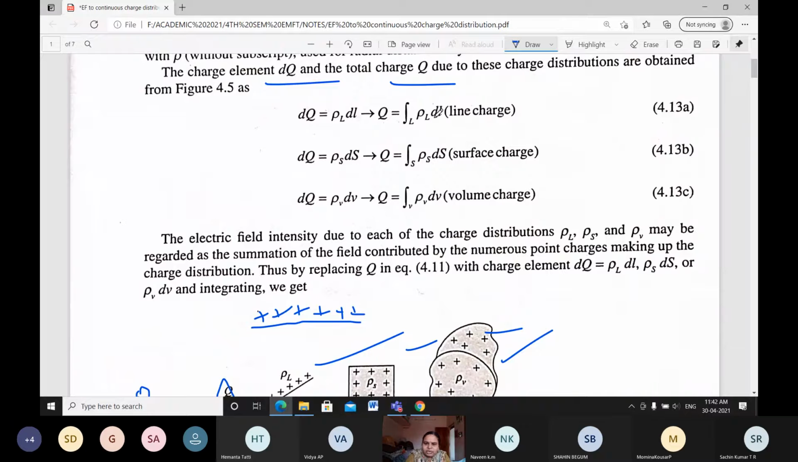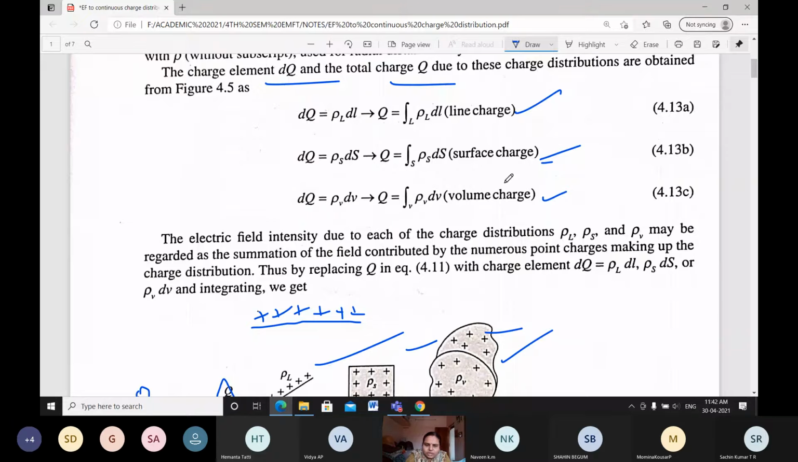In the same way for the surface charge, dq is equal to rho S dS, where capital S is the surface. Then the total charge is going to be the integration with respect to the surface of rho S dS. This is for the surface charge. In the same way, for the volume charge, that is rho V dV. Then the total charge is going to be the integration over the volume of rho V dV. This gives the equation for volume charge.